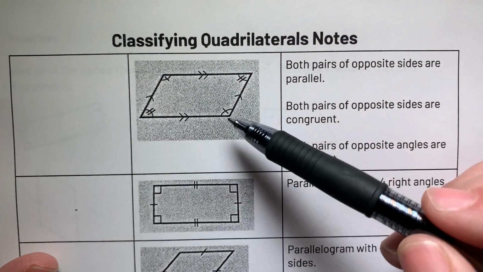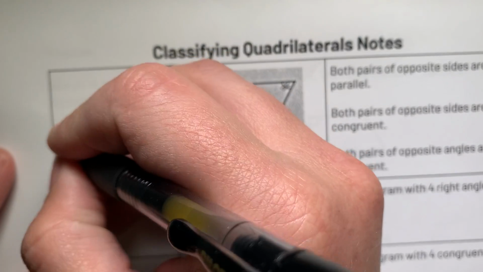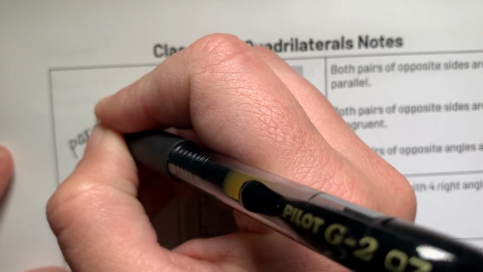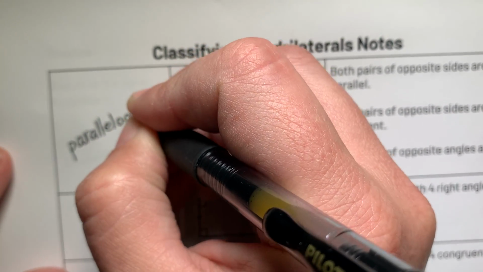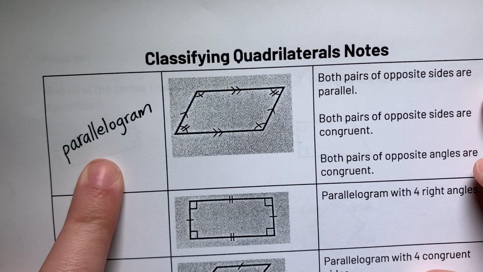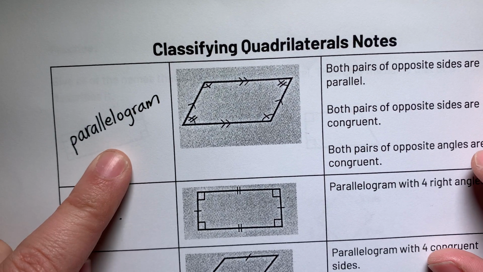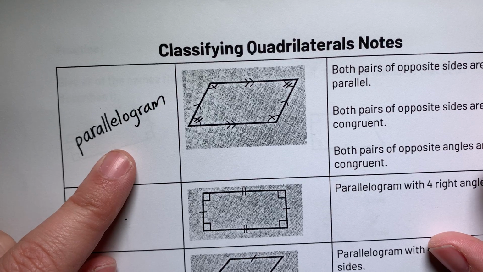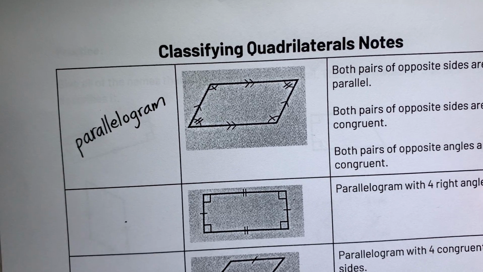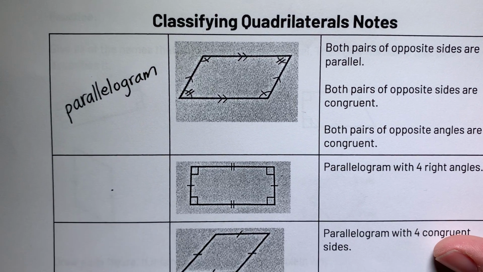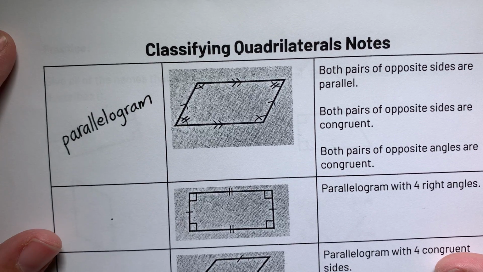Now, this is a parallelogram. Almost all of the quadrilaterals you will see have a base in this. It's a parallelogram. It's like saying, what kind of dog do you have? Oh, I have a spaniel. Well, what kind of spaniel? A cocker spaniel, a Springer spaniel, all of these things.